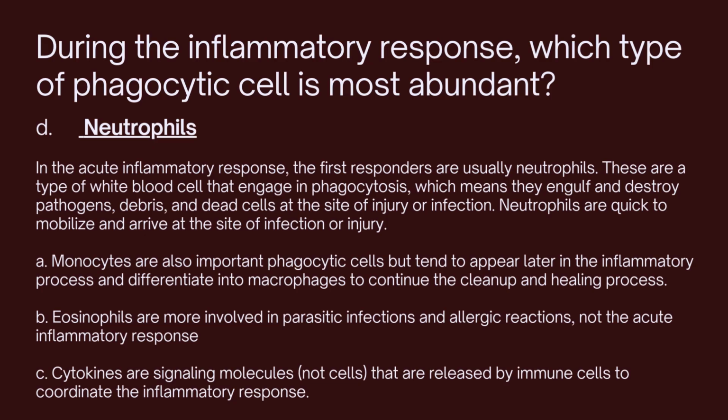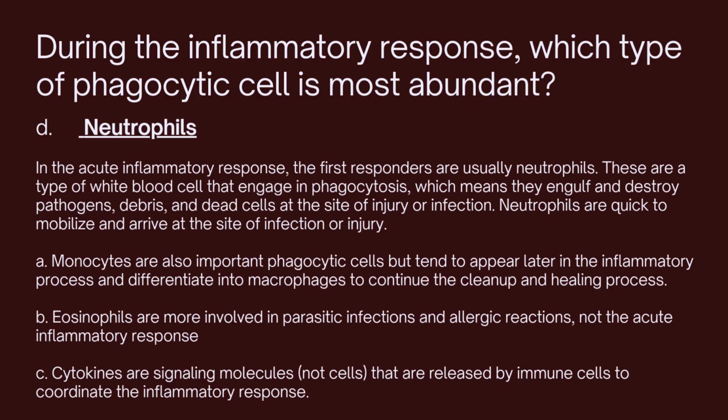These are a type of white blood cell that engage in phagocytosis, which means they engulf and destroy pathogens, debris, and dead cells at the site of injury or infection. Neutrophils are quick to mobilize and arrive at the site of infection or injury. Why the other options are wrong?